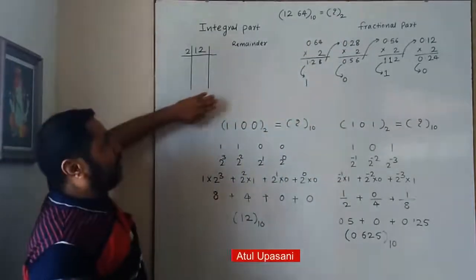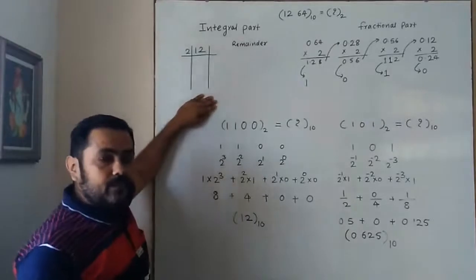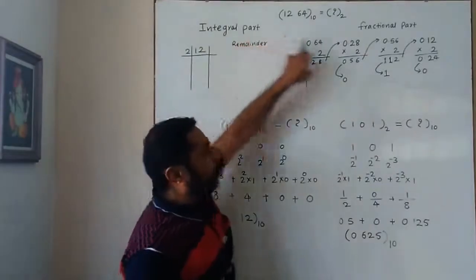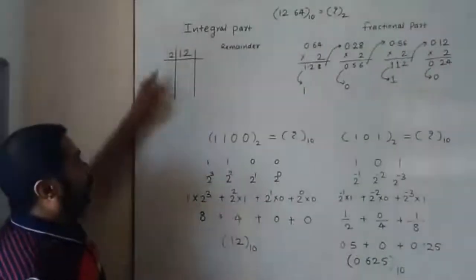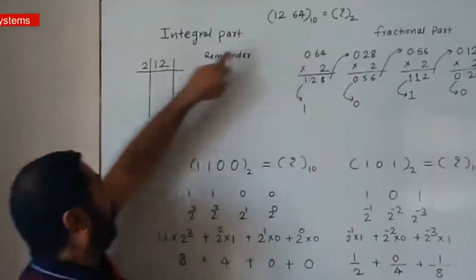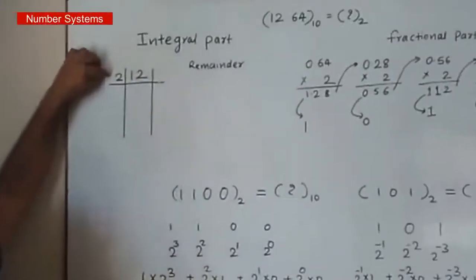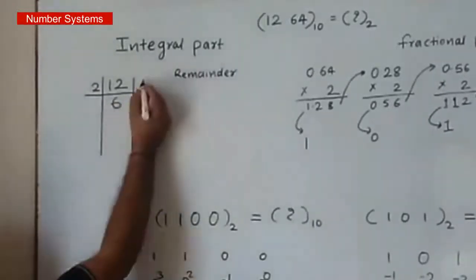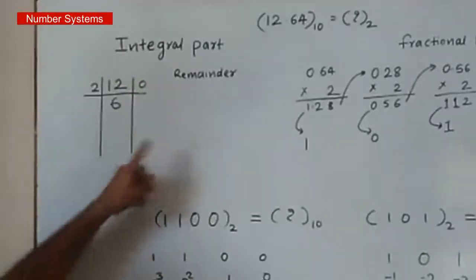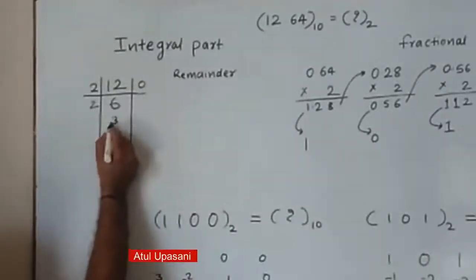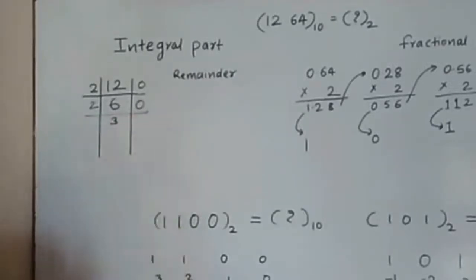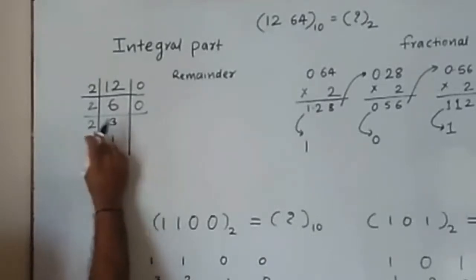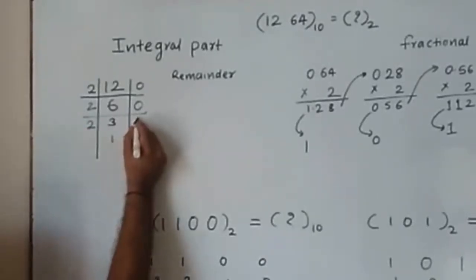Here in converting decimal numbers to binary numbers, we have to convert the integral part separately and the fractional part separately. For the integral part, let us take 12 and divide it by 2. 6 twos are 12, so the remainder will be 0. The remainder has to be noted. Again divide by 2: 3 twos are 6, so again the remainder is 0. After this again divide by 2: 1 two is 2, 1 two is 3, so the remainder here will be 1.